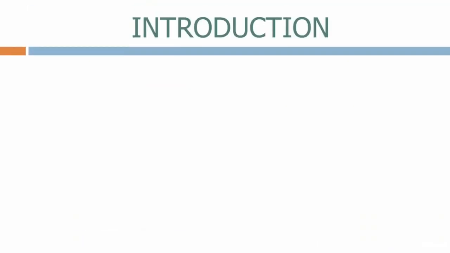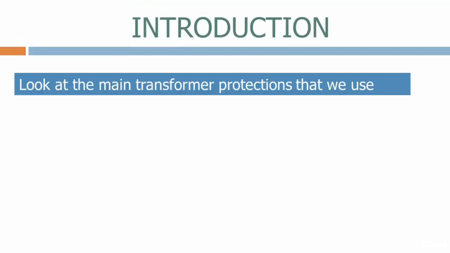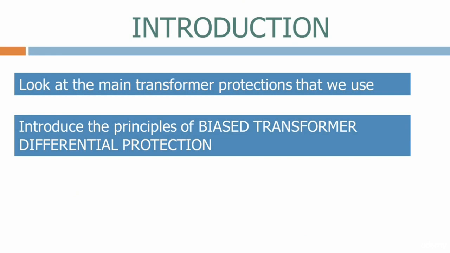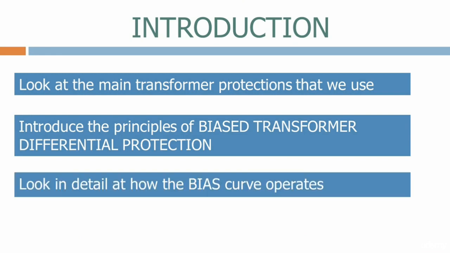The aims of the course today are: look at the main transformer protections that we use, introduce the principles of bias transformer differential protection, look in detail at how the bias curve operates.